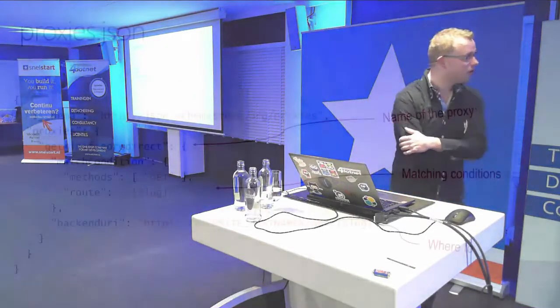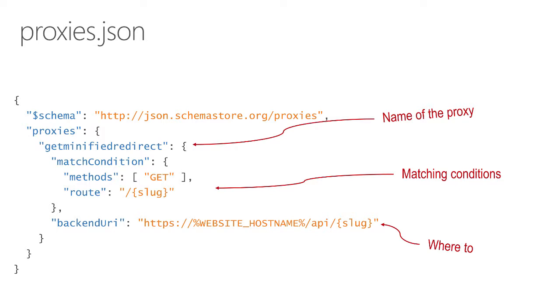Well, again with a JSON file, and this looks a bit like this. You have to specify a proxy block. The proxy is a JSON file, just add it to your project. Specify the name of your proxy. I've named mine getMinifiedRedirect. The match condition, well, in my case, I only want the GET endpoint to be handled for this with a specific route. So, like I mentioned, /minifiedURL, which is the slug, and specify where it will be proxied to. In my case, it's the /api/slug.